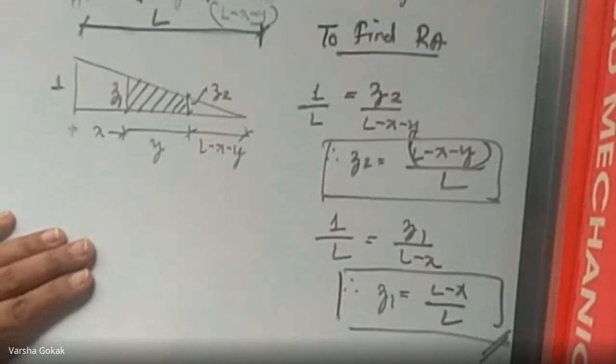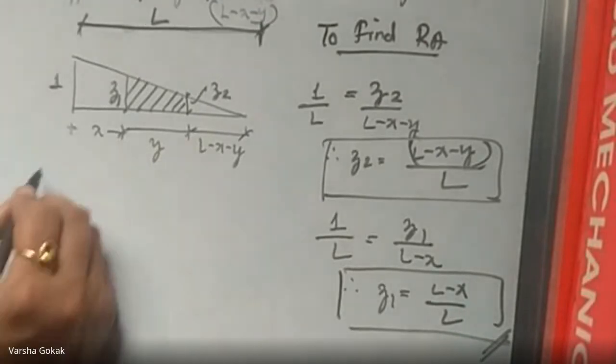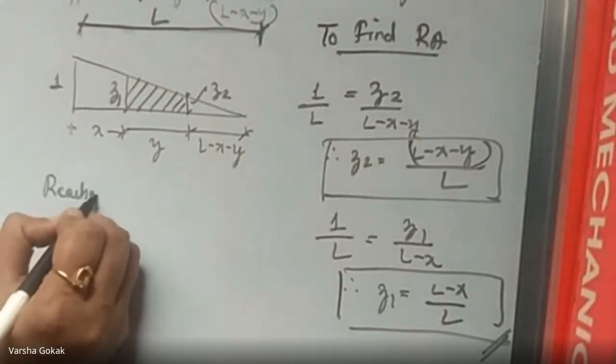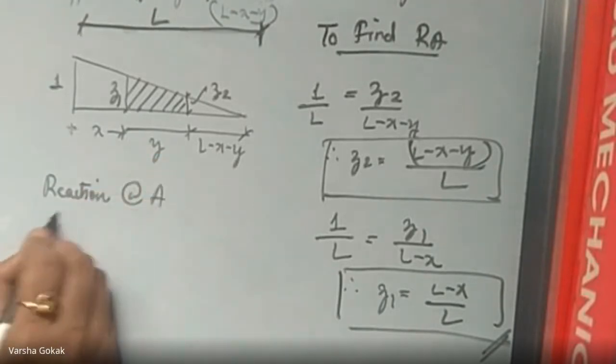So first find the intercepts. Yesterday also we have seen, while solving the numericals, we have to first find the intercepts. Once these intercepts or the ordinates are found, what is the formula for reaction at A? Tell me, who will tell? Reaction at A. What is the formula? RA equal to?